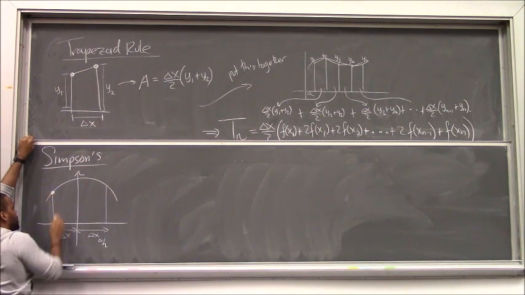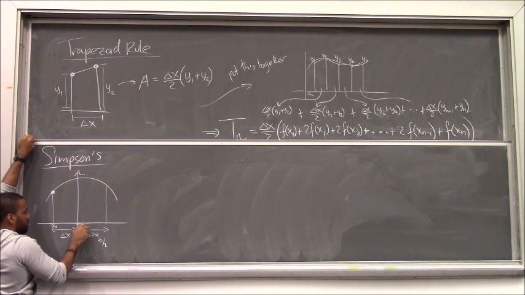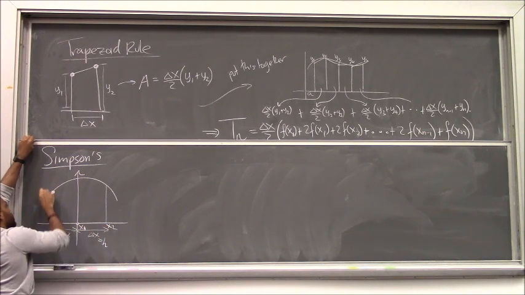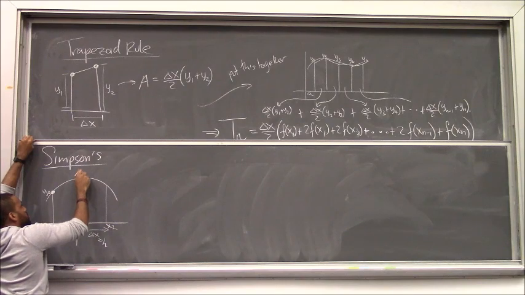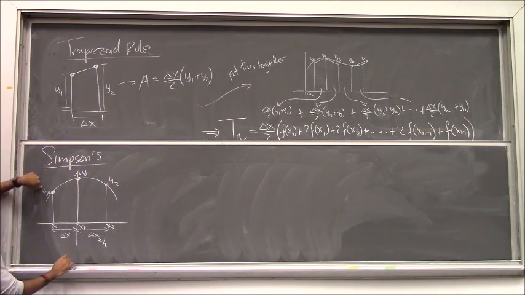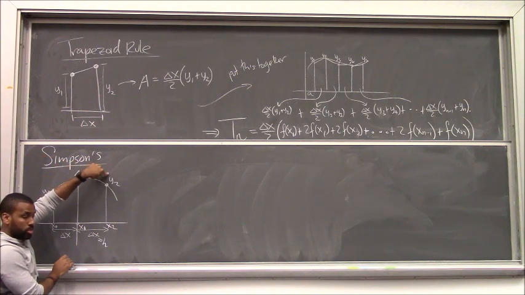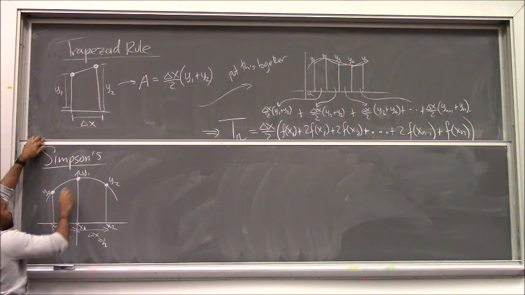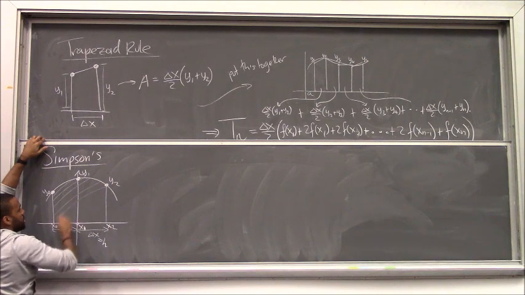Here's going to be your x0, your x1, your x2. Here's going to be your y0. This is going to be your y1. This height is going to be your y2, right? That's your f of x0, your f of x1, your f of x2. Okay. We want to be able to find the area under this thing.